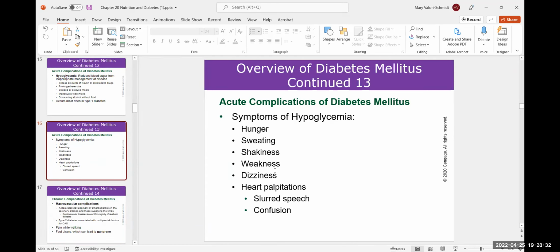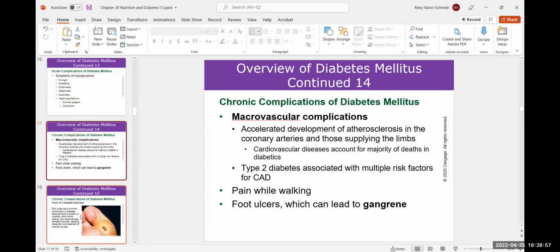So when you're hypoglycemic, remember, cold and clammy, give them candy, right? So you're going to feel hungry, sweaty, shaky, weak, dizzy. You may even get heart palpitations. And then as it progresses, if there's no intervention, you will start to have neurological issues, like your speech will be slurred and you'll get confused. And again, you can slip into a coma and die, okay?